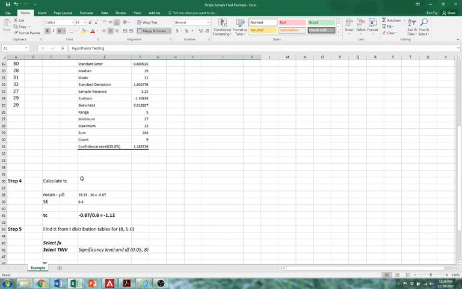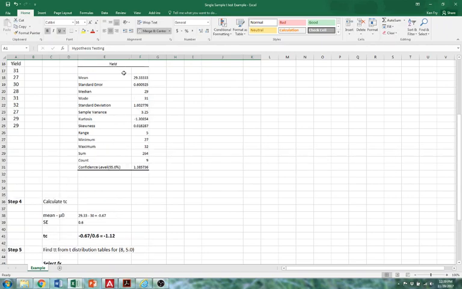And the formula for that is pretty straightforward. It's our sample mean minus the population mean. Our sample mean, as calculated by our descriptive statistics, was 29.33. The population mean is 30, so that gives us a value of negative 0.67. Our standard error, as was generated for us kindly by the robots, is 0.6.